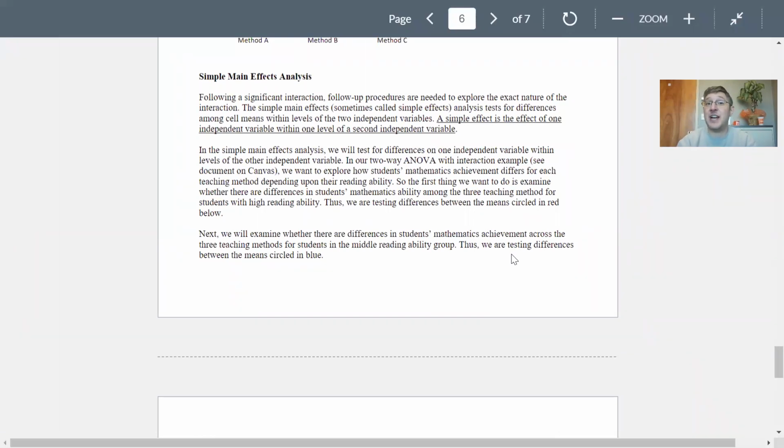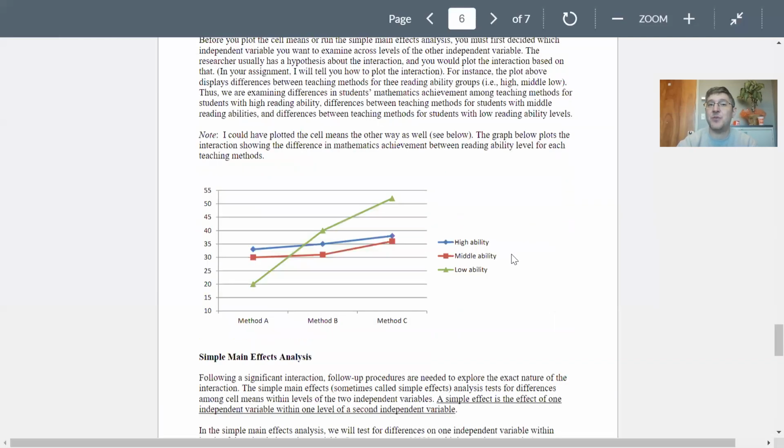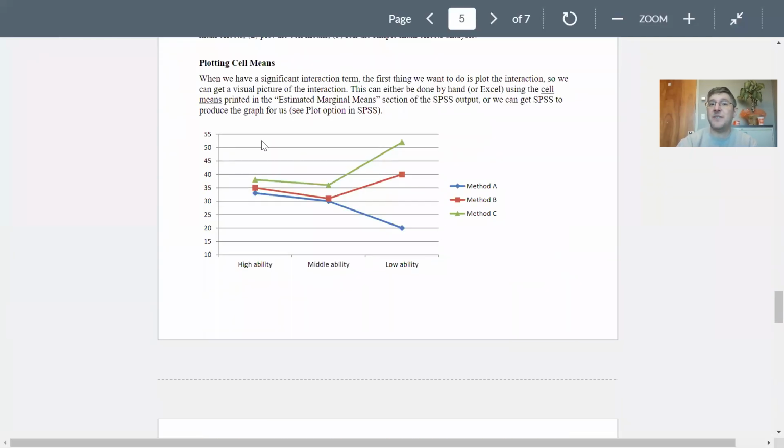So following a significant interaction, we need some procedures to explain that interaction. The simple effect is really the effect of one independent variable within levels of the second independent variable. So what's the effect of teaching method for high ability students? It doesn't look like there is a difference in teaching methods for those in the high ability group. Is there a difference in teaching method for those in the middle ability group? It doesn't look like there's probably a difference there either.